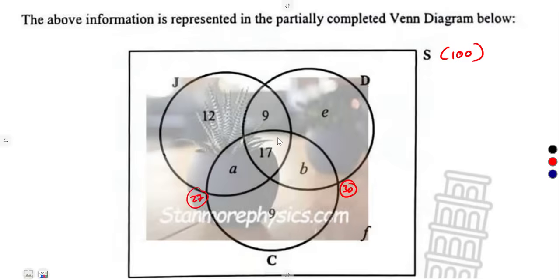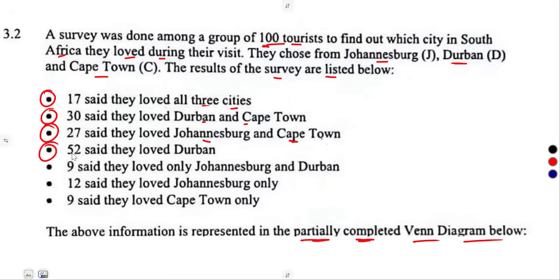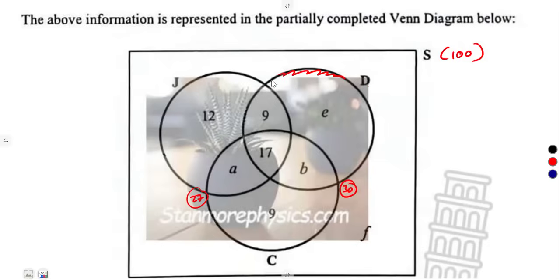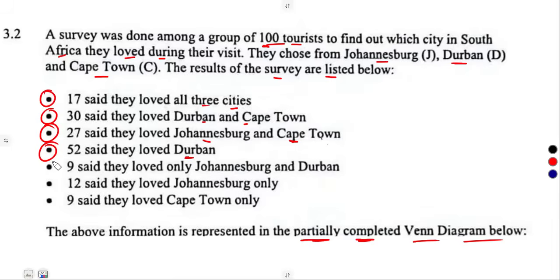All right. Then another part is 52 said they loved Durban. The whole set here, this is our Durban, this one. The whole set as we see it, this one, is 52. Okay. Then 9 say they loved only, take note, Johannesburg and Durban.